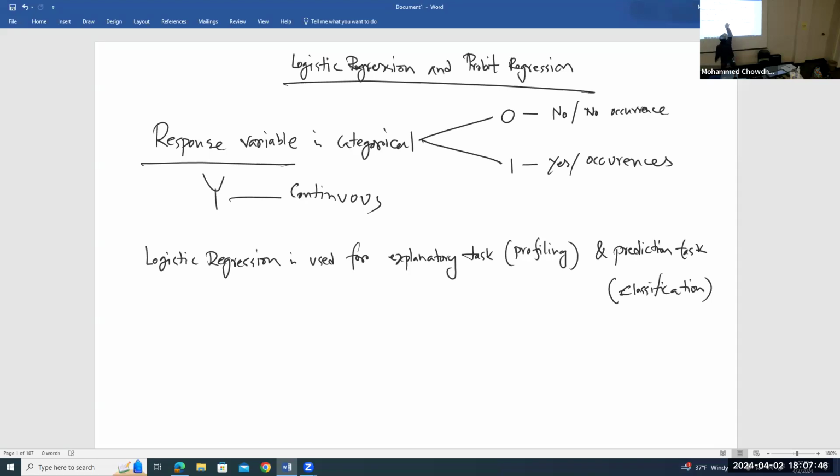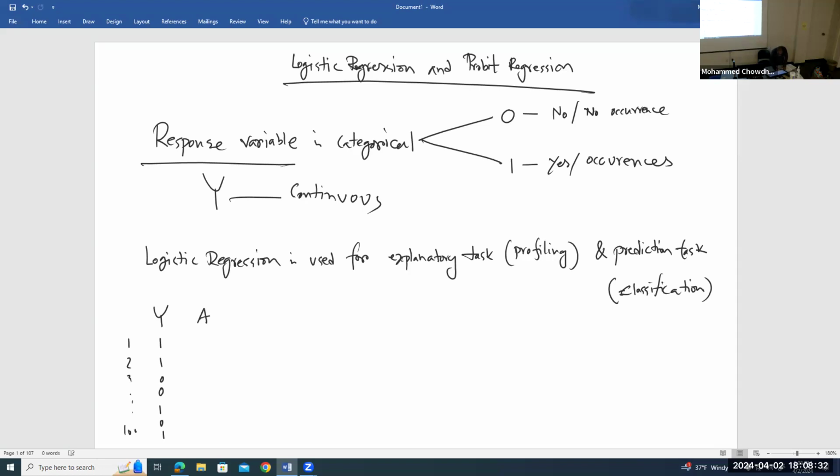I'm spending quite a bit of time so that you can understand. Logistic regression is used for the explanatory task, so that means we want to see the covariate effect on the response variable. The response variable is blood pressure, high blood pressure or normal pressure. So y is the response variable: 1 is high blood pressure, then 0, 0, 1, 0, 0. 1 means high blood pressure, 0 means not high blood pressure.